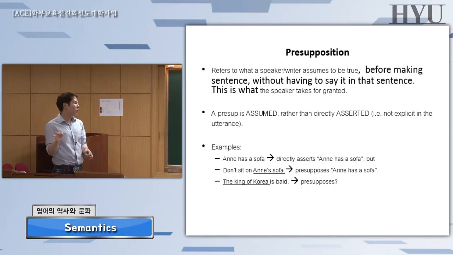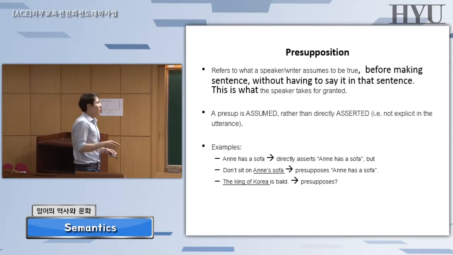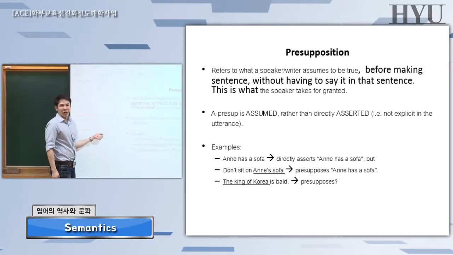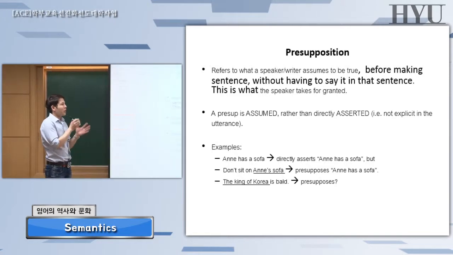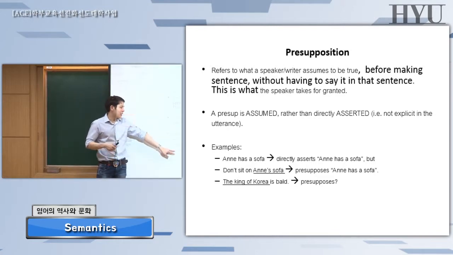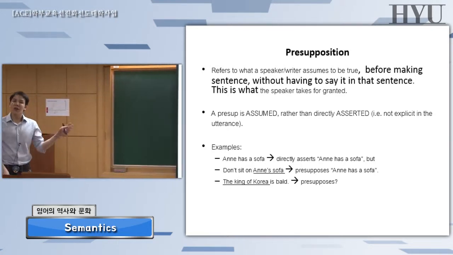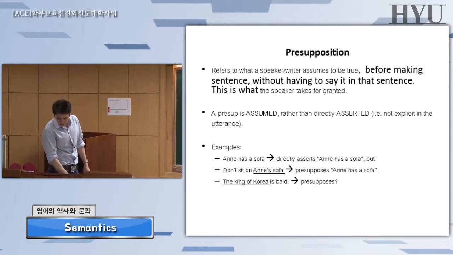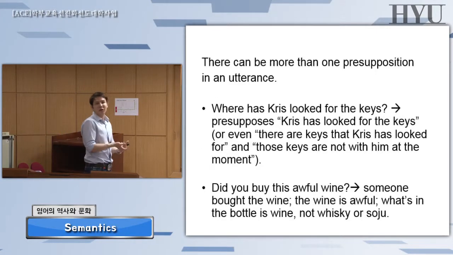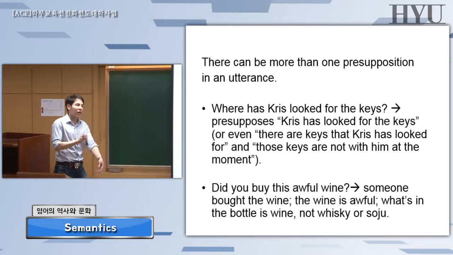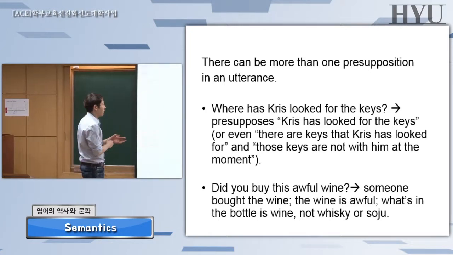Whether or not that's true is not important here, because we are concerned with the presupposition of the speaker or the writer. We are concerned with what the writer or the speaker assumes to be the case. So if the writer says the King of Korea is bald, then he thinks that there is a king in Korea. Whether or not that's true is a different issue. His presupposition can be true or false, but that's what he presupposes. That's what our focus is on.